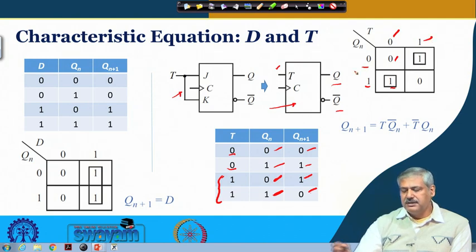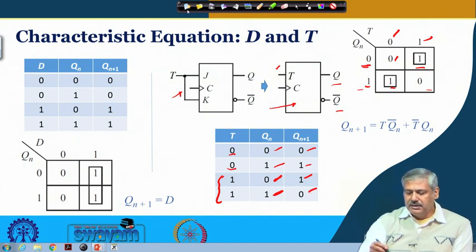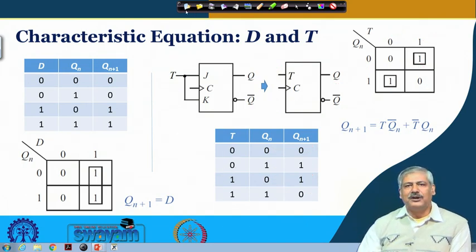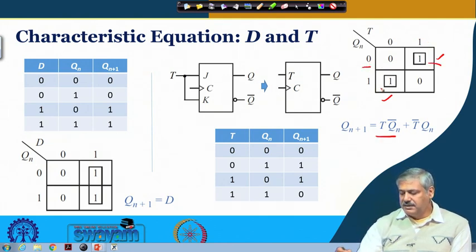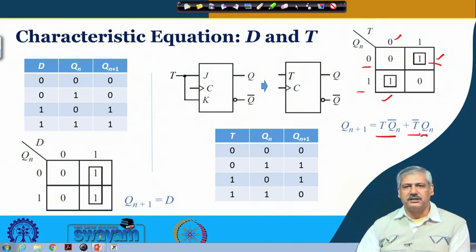So it just toggles. So 0 becomes 1 and 1 becomes 0. Is it okay? So now what we see that larger group of 1 is not possible, only one member groups are there. So this is one group and the other one is over here. So it is T, this is T and Qn bar, and the other one is Tn bar, this is 0 and Qn. So this is your T flip flop characteristic equation.